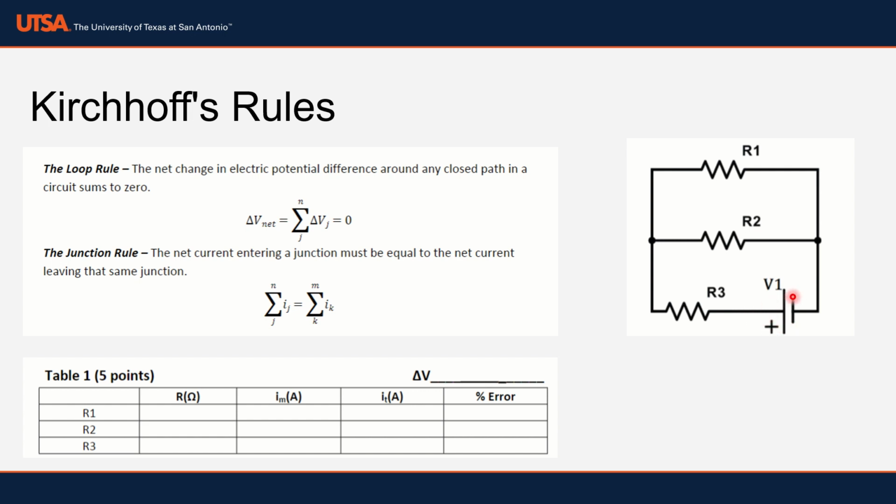So we're going to be using this loop rule to basically go through our circuits and come up with different equations and so forth, so we could calculate the current. It's going to be more apparent when I show you guys examples, but just keep that in mind, that the loop rule is based off of conservation of energy.